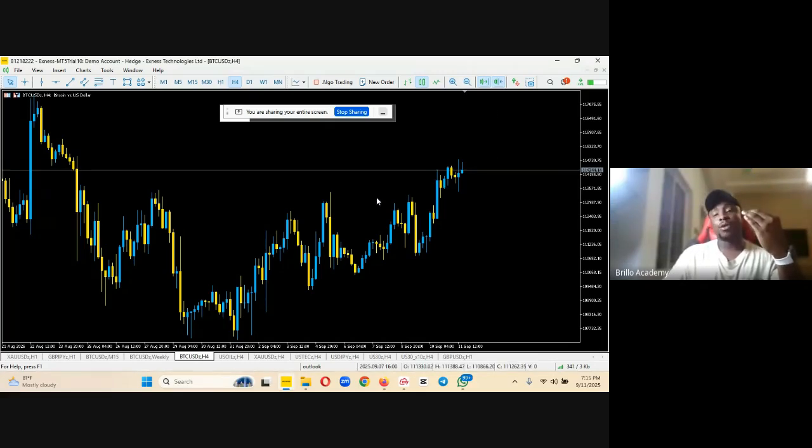So for you to identify with color, you can decide to make your bearish candle red. You can decide to make it yellow. Then you can also decide to make your bullish candle blue or green. But understanding where the open and the close price is, that is what is more important, okay?